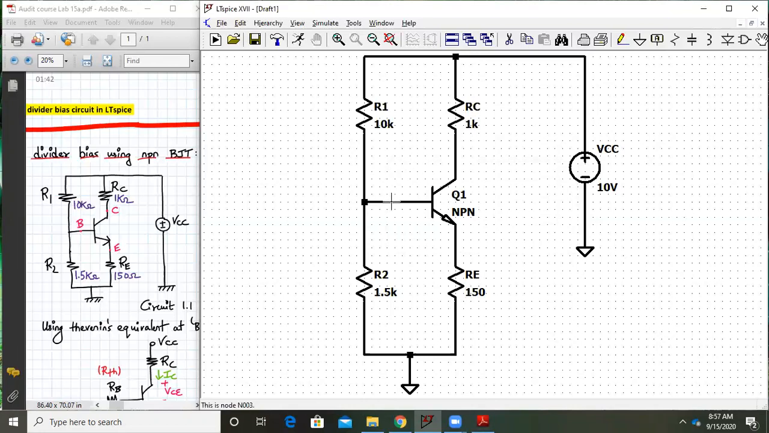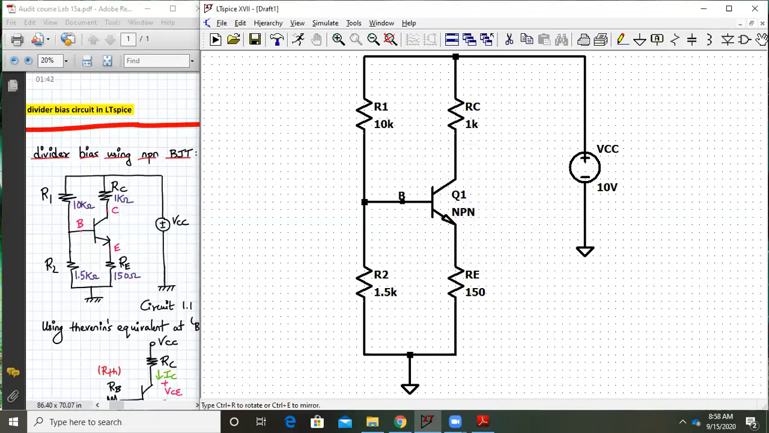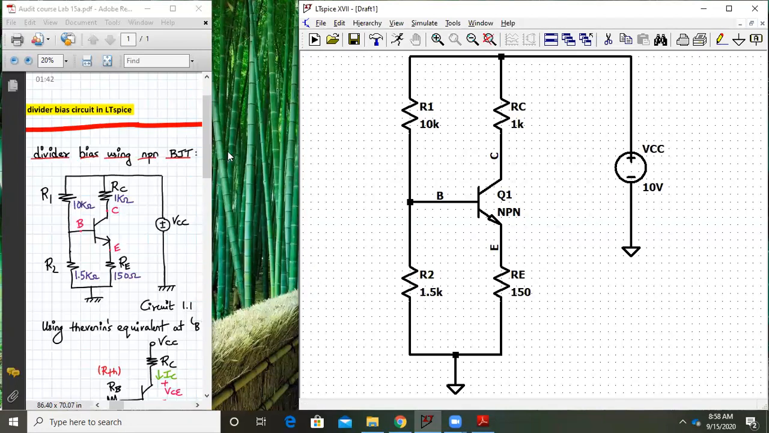Now we have to label the node terminals. To label the node, right click on the wire, click on label net and add the label over here as capital B. Similarly, we can add the label over here and here. So I'm adding it like this directly and I'll later on change it to capital C and capital E. Okay, so very good. My circuit is ready. Now I want to check my, let me reduce this a little. I think that's fine. Yeah.